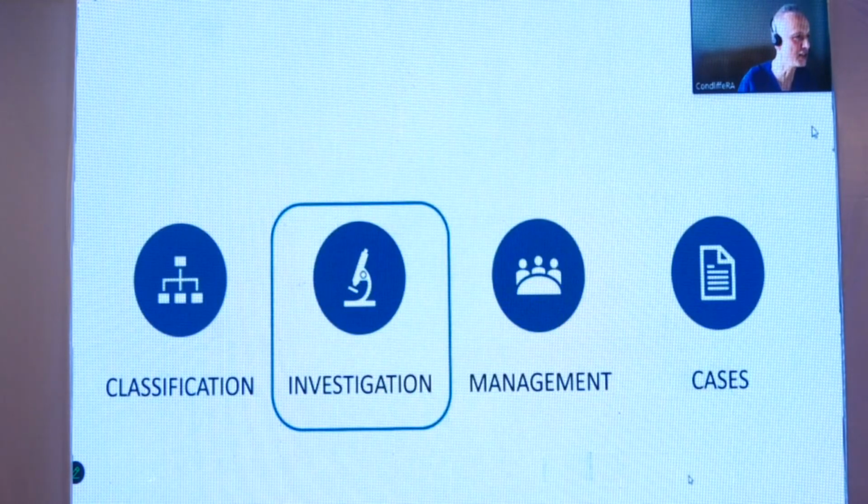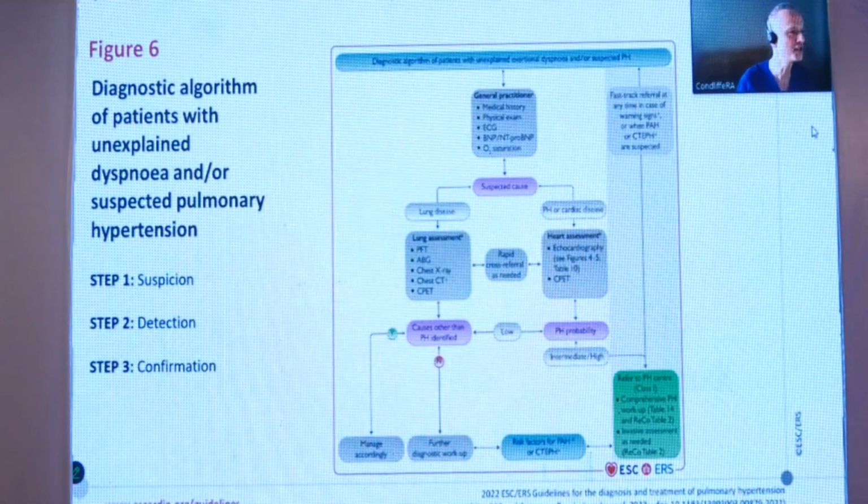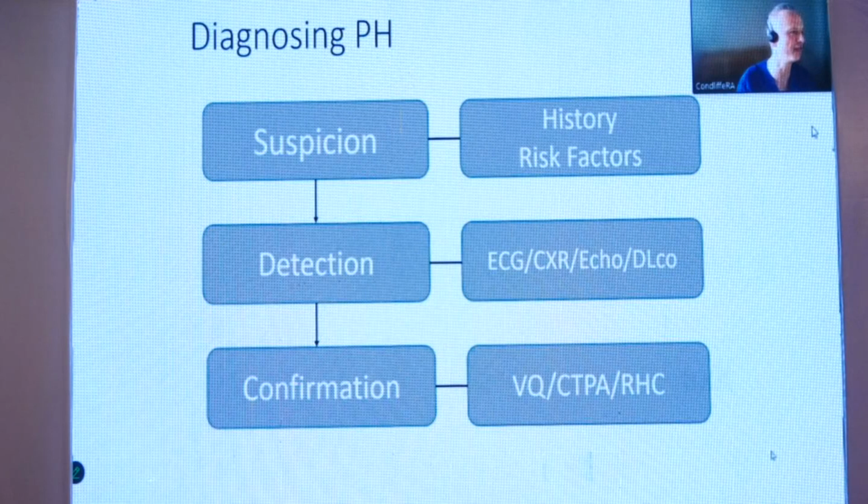So how do we investigate for pulmonary hypertension? Well, this is the diagnostic algorithm from the ESC guidelines, which is fairly busy and slightly confusing. So we can simplify it. You've got to suspect pulmonary hypertension, then you've got to detect it, and then you've got to confirm it.